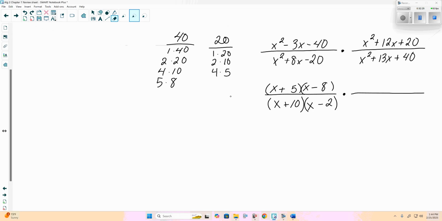So 4 and 5 would have been a good one to try, because if it did work out, x plus 5 on top and bottom would have canceled. But unfortunately, it doesn't.